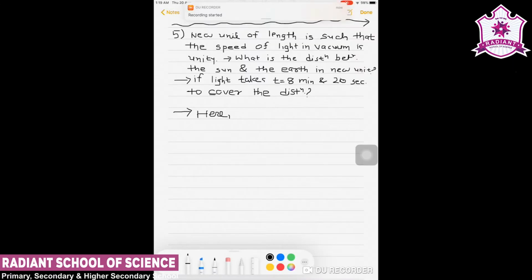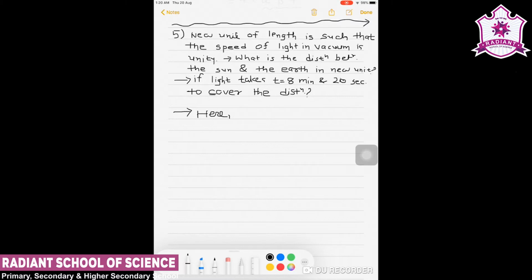This is your question number 5. A new unit of length is chosen such that the speed of light in vacuum is unity. Now what is the distance between the sun and the earth in terms of the new unit, if the light takes 8 minutes and 20 seconds to cover the distance? So now we want to find out the distance between the earth and sun in the new unit. Now we are given the new unit as per that it is equal to the speed of light in vacuum. It is written over here.